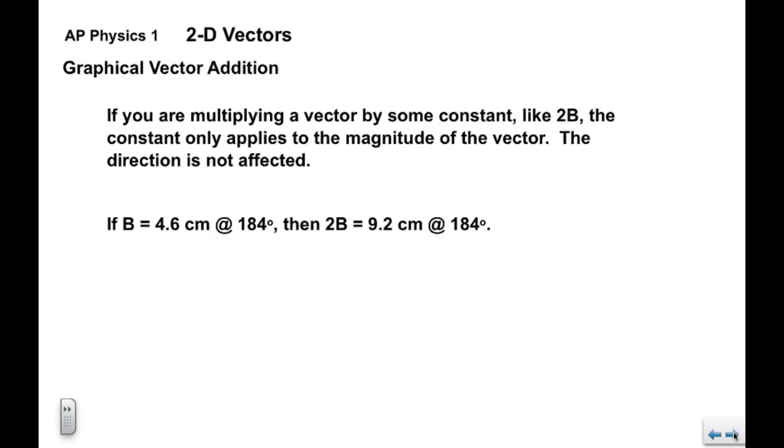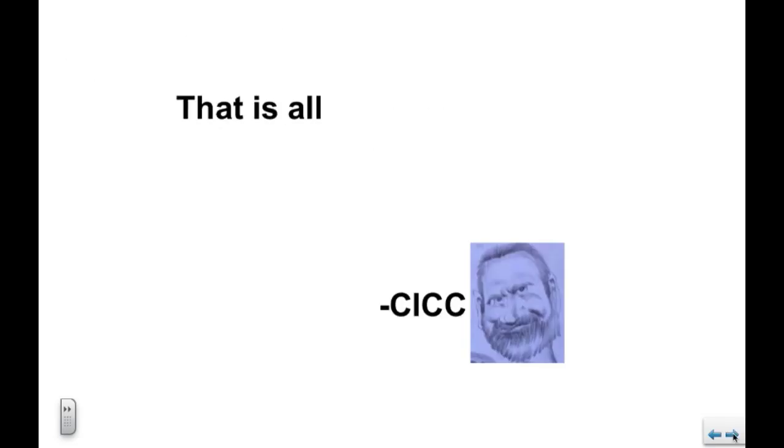If you are multiplying a vector by some constant, like 2b, for example, remember that the constant only applies to the magnitude of the vector. So if vector b is 4.6 centimeters at 184, then 2b is 9.2 centimeters at the same angle, 184. All right. That should do it for graphical addition of vectors. Next round is mathematical addition of vectors, and I will see you then.